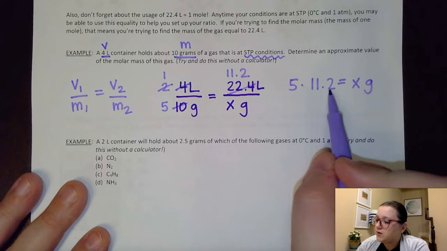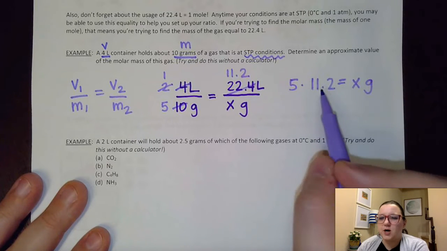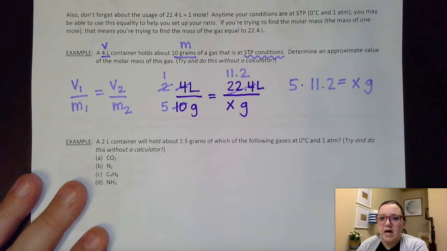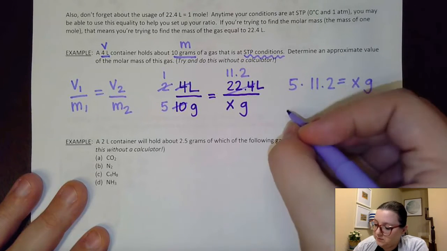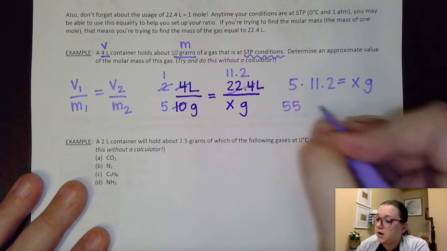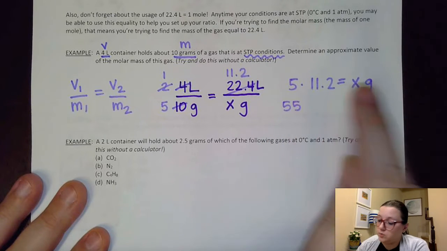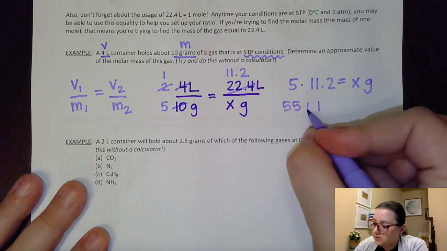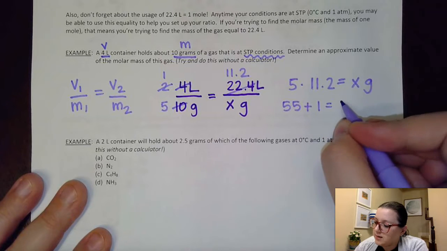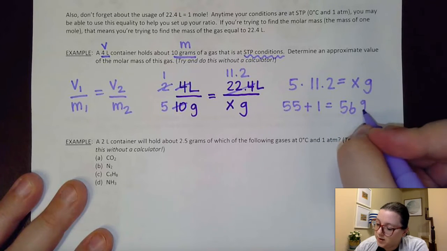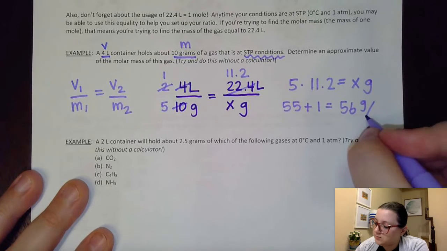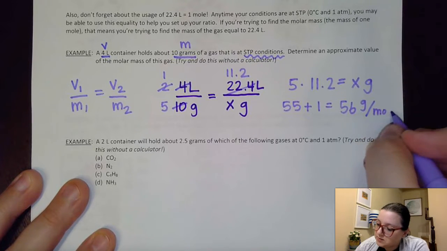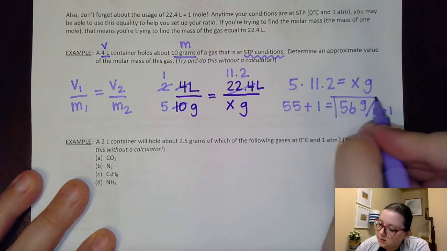By the way, whenever I have decimal values and I'm trying to solve this with molar mass, I do this in pieces. I know that 5 times 11 would be 55. I also know that 5 times 0.2 would be 1. Then I just add those pieces together, and I can see that gets me a value of 56 grams. Technically, since I'm solving a molar mass, this would be the grams for 1 mole of that substance, so I'm going to include that in my unit here.